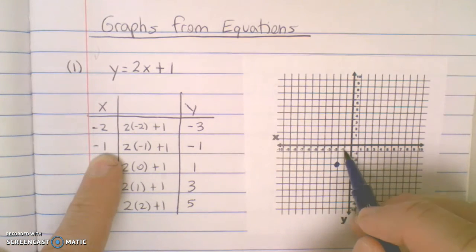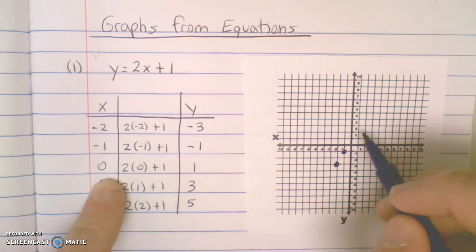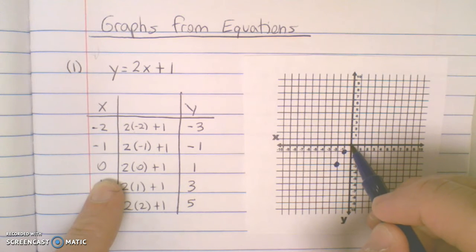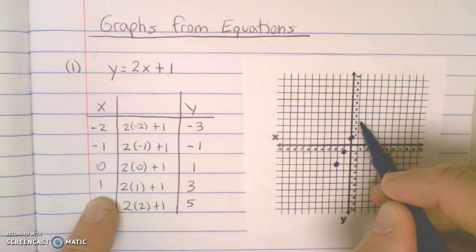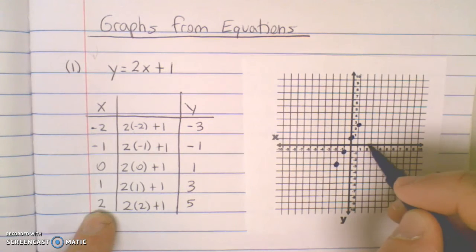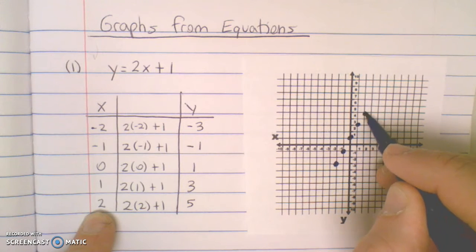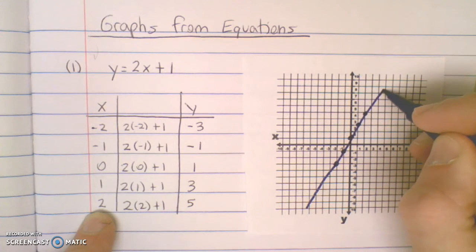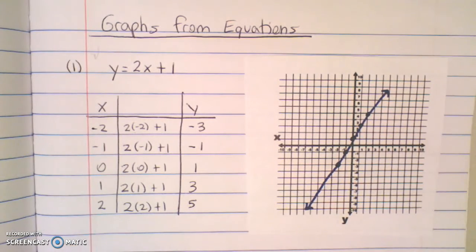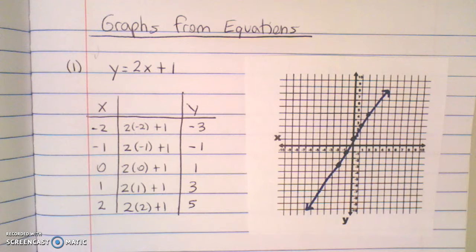Negative 1, negative 1. 0, when your 0 is first, you start on the x-axis, and then you go up. 1, comma 3, and 2, comma 5. And then there's your line. We can connect those points and make a nice line. And that's graphing an equation onto a graph. And that's it.